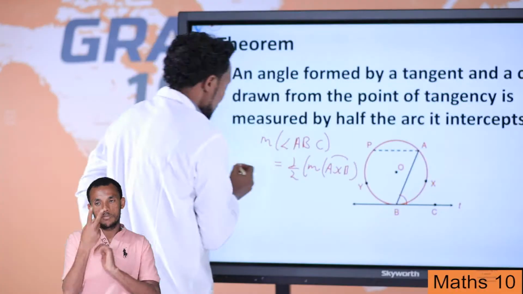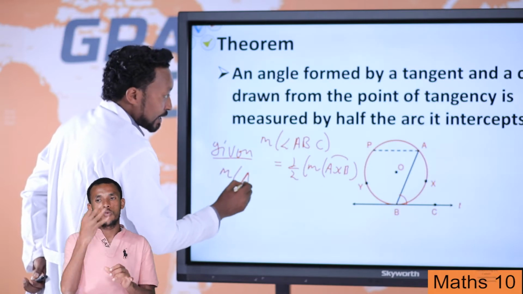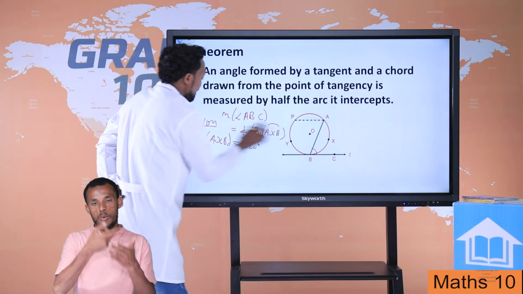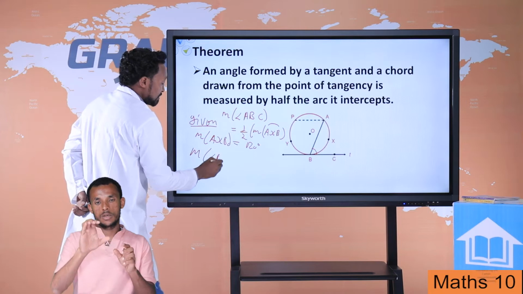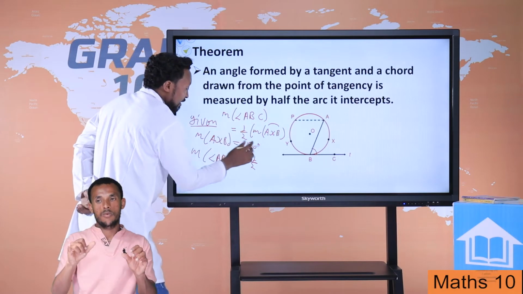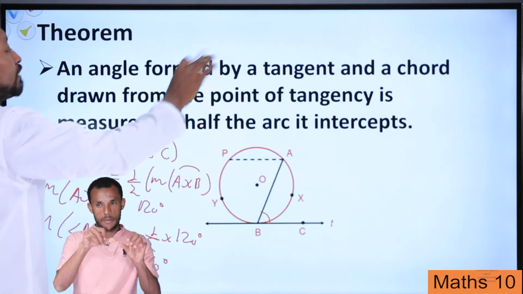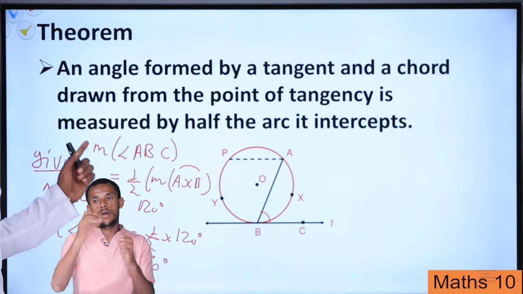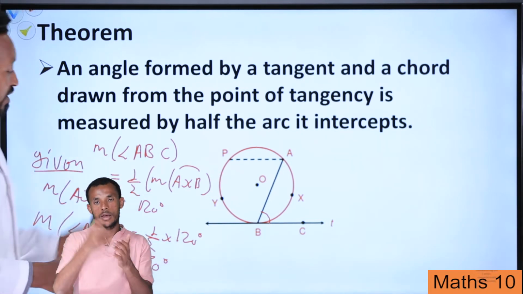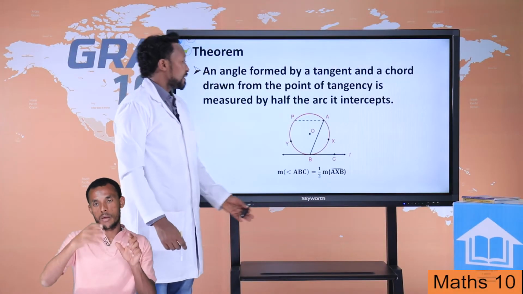For example, given the measure of arc AXB is, let me say, 120 degrees. What is the measure of this angle ABC? Therefore, the measure of angle ABC equals half of the measure of the intercepted arc, half of 120 degrees, which is 60 degrees. Therefore, the angle formed by a tangent and a chord drawn from the point of tangency is measured by half of the measure of the arc it intercepts. Here, the measure of angle ABC is half of the measure of arc AXB.